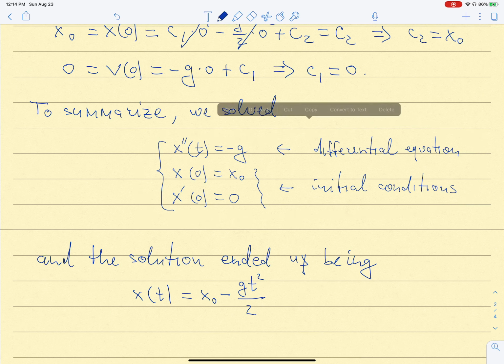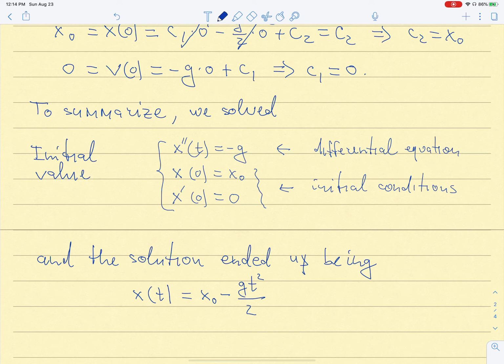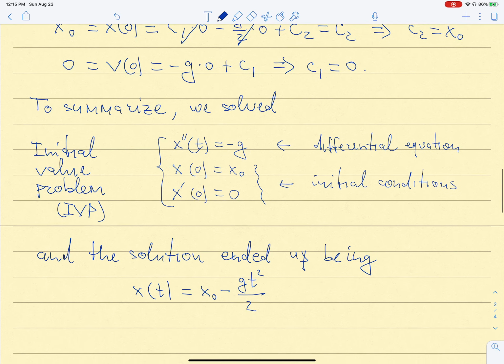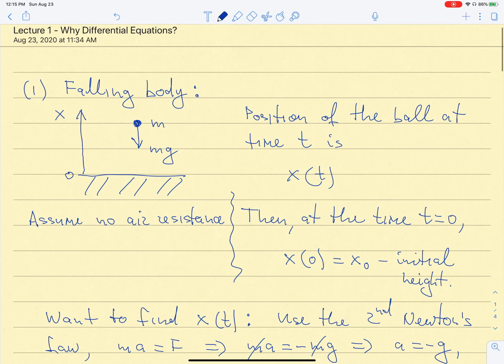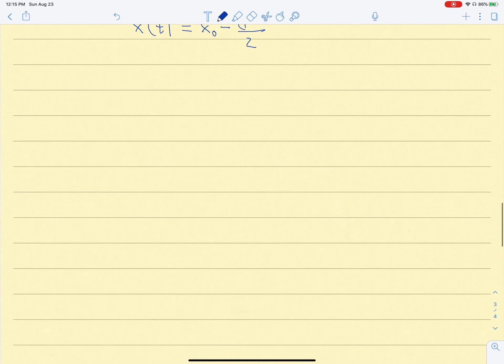So let me write this down here. This is an initial value problem that we will abbreviate in the future as an IVP. All right, so that's example number 1. Let's look at example number 2.